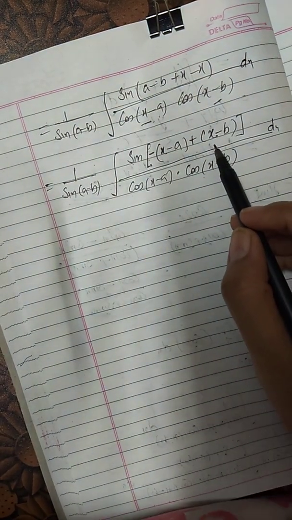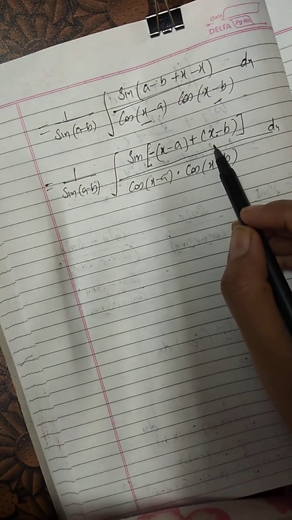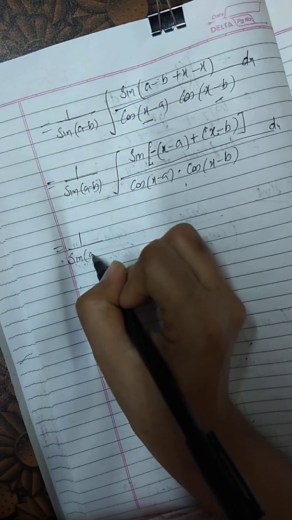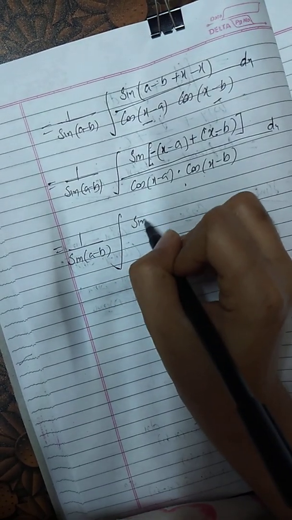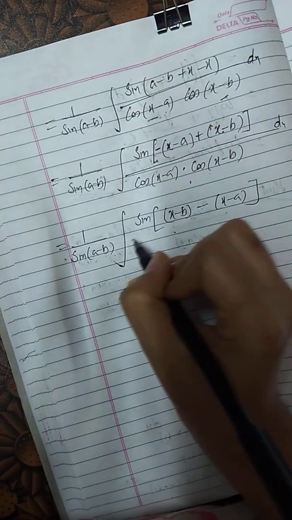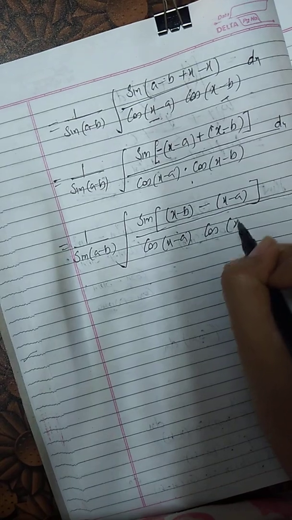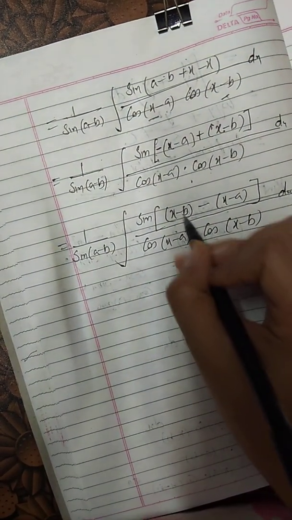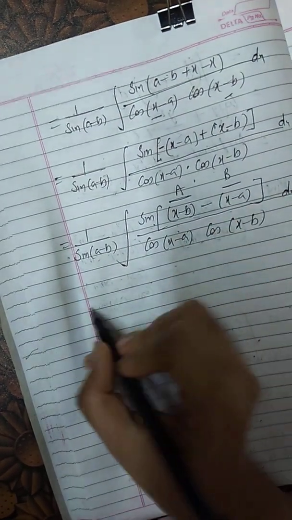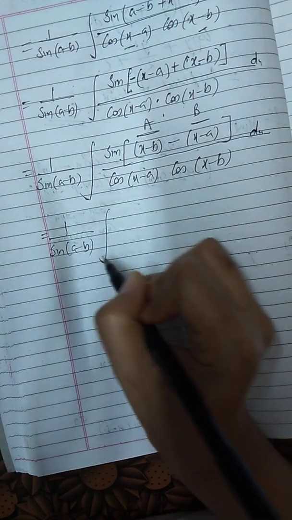Now if you remember the formula of sine a minus b, what is the sine a minus b formula? Sine a cos b minus cos a sine b. So if we apply that formula, our integral will become very simple. So I am rewriting this first of all. This is sine of x minus b minus x minus a, whole divided by, there will be no change in the denominator function, cos of x minus a into cos of x minus b dx. Now here we will apply the sine a minus b formula. This complete term is a and this complete term is b. So let us apply the formula, and the sum is almost done once the formula is applied.